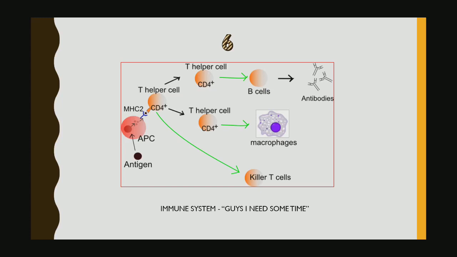Now I would like to tell you about the immune system. So, very interesting one. First of all, whenever an antigen, that is microorganisms, encounters the body, the APC, antigen presenting cell, and MHC, that's major histocompatibility complex.